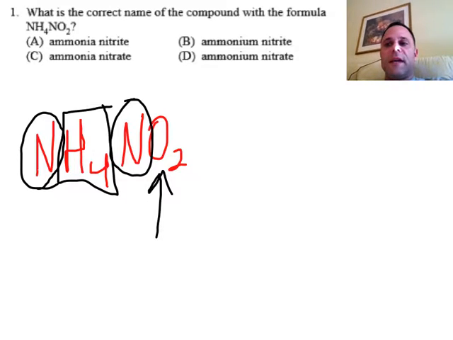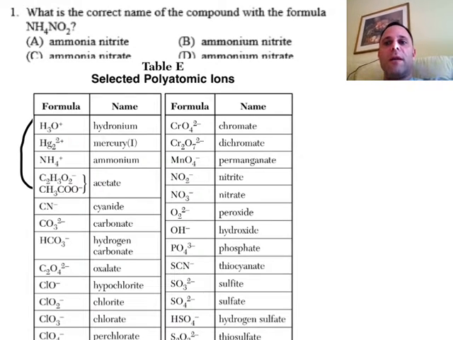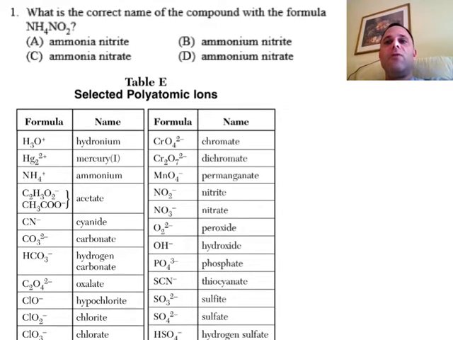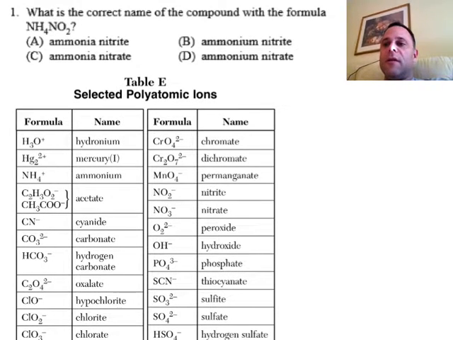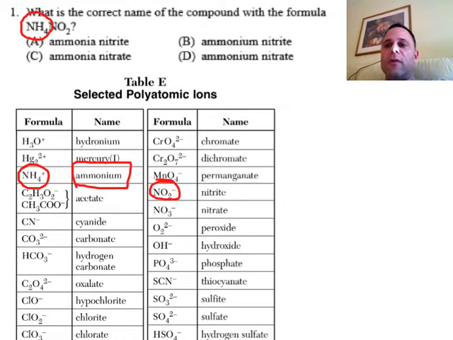And to investigate that further, we take a look at Table E. Now, Table E shows me a whole bunch of different polyatomic ions. They do not need to be memorized. So, NH4. Do I see NH4? Well, there's NH4. NH4 is right here. Ammonium. And NO2. NO2 is right there. And I see nitrite. So, I'm looking for the formula, or the name, ammonium nitrite.